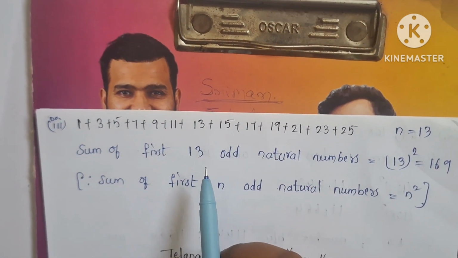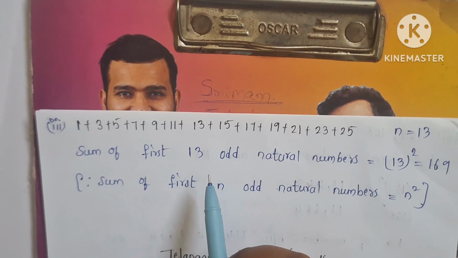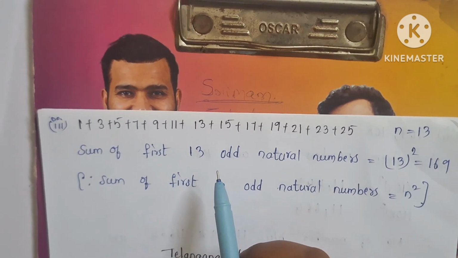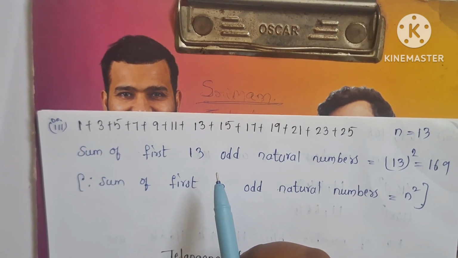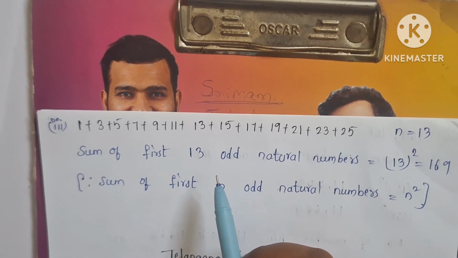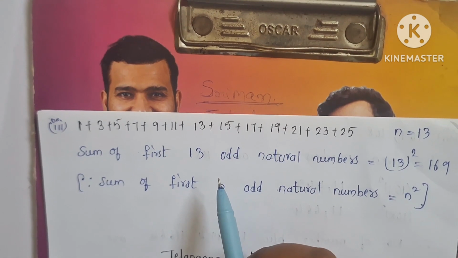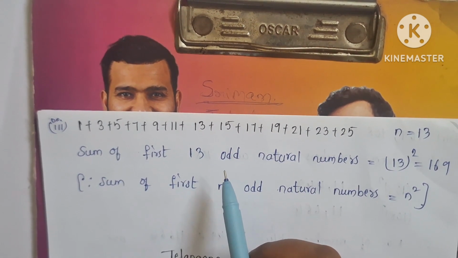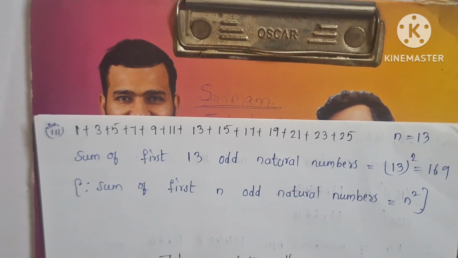And one more thing, how to find out the number of odd numbers. See, from 1 to 10, how many odd numbers are there? 5 odd numbers are there. Similarly, from 11 to 20 also 5 odd numbers are there. So, with the help of this gap, you can find out the number of odd numbers in the given interval or anything. Okay?